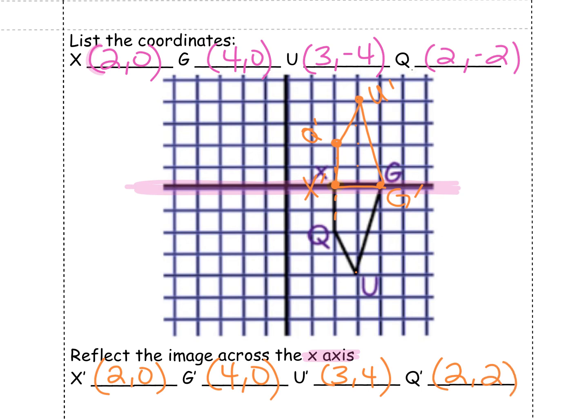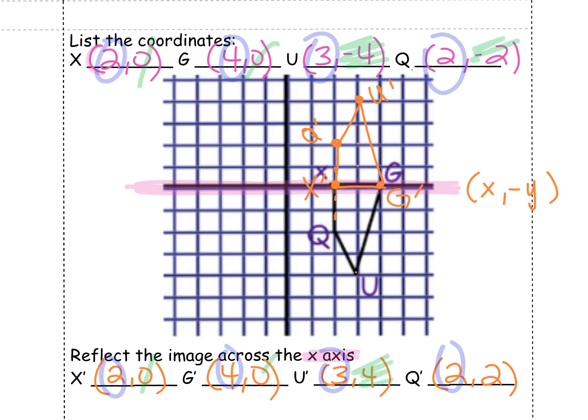When we discussed changes across the x-axis, our rule was my x's stay the same, y's become opposites. And we can see that here. My x's, 2, 2, 4, 4, 3, 3, and 2, 2. All my x's remained the same. What changed were those y values. 0 can't change, so those two stayed the same because they were on that line of reflection. But my -4 became its opposite, +4, and my -2 became its opposite of +2. So we're making those connections mathematically and visually.